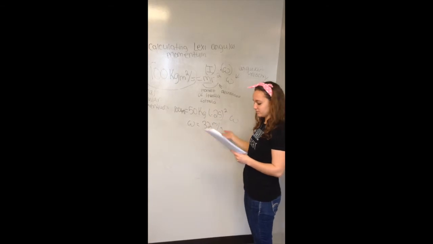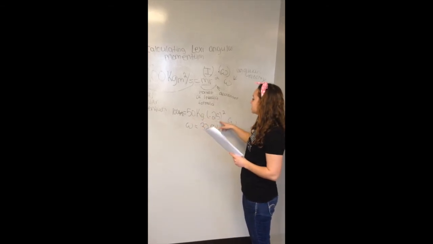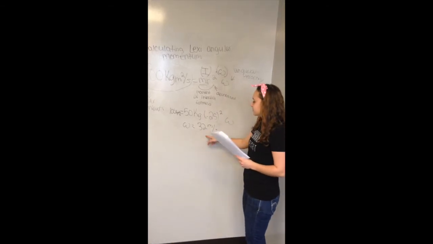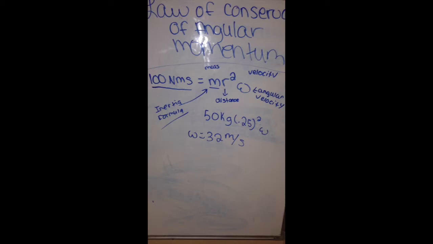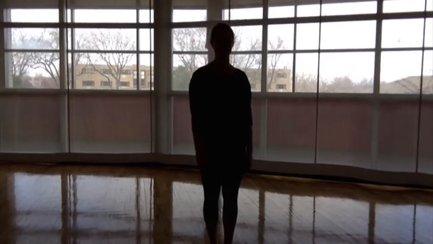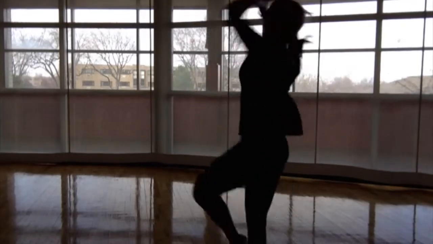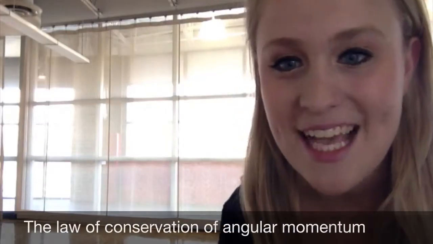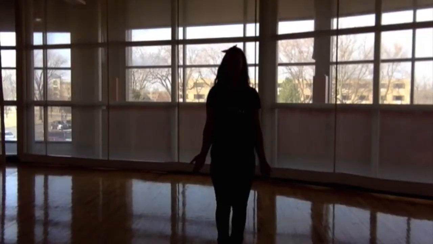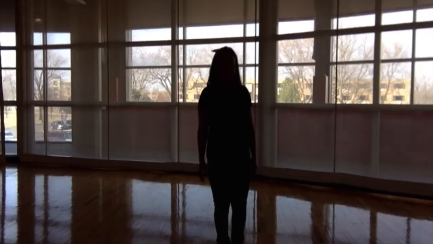So again, once we solve, we'll get 50 times the 0.25 squared and divide that by 100 to find the angular velocity, which comes out to be 32 meters per second. Now notice the increase in her speed when her leg is pulled in. Well, that law makes sense because when my leg is out, I turn slower, and when my leg is pulled in, I go faster. Now that I learned all of this information about the physics behind dancing, I think I could try.